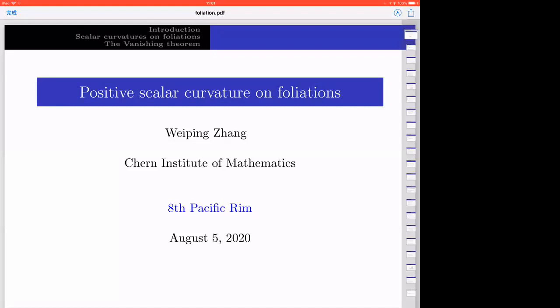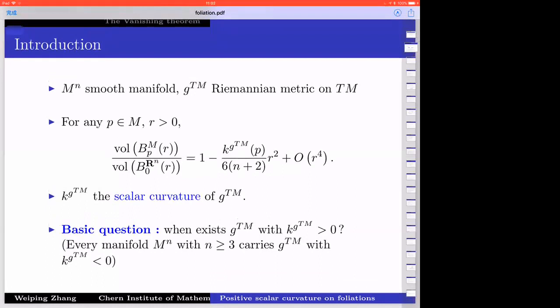So I will talk about something about positive scalar curvature and foliations. For self-containedness, I will start with the definition of the scalar curvature.